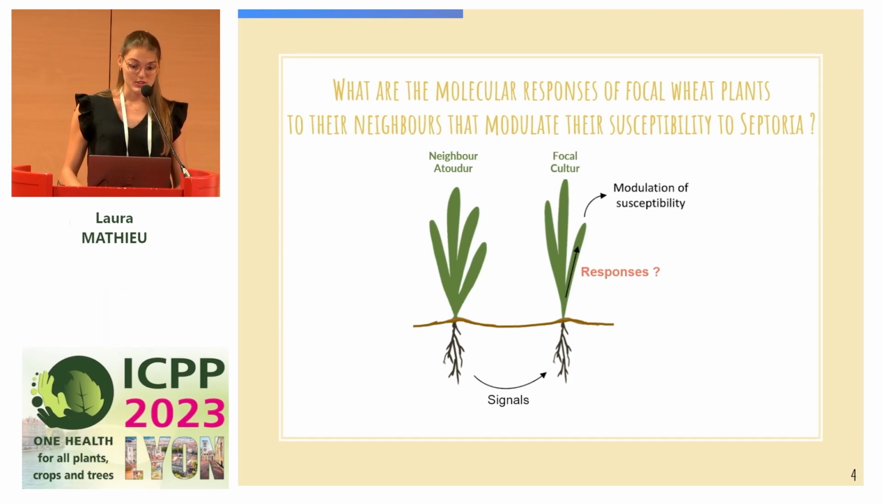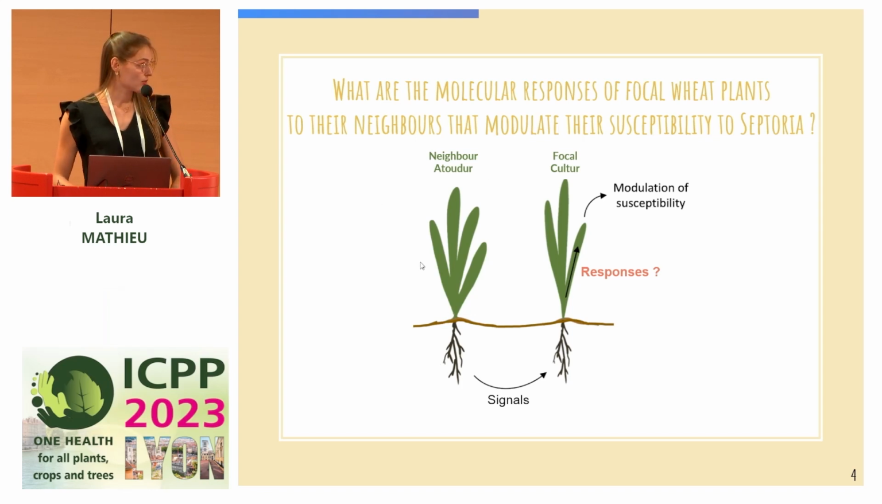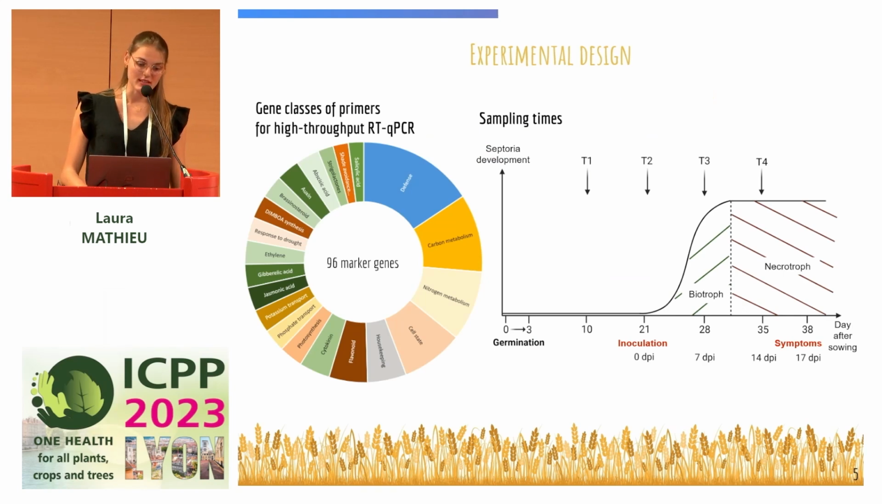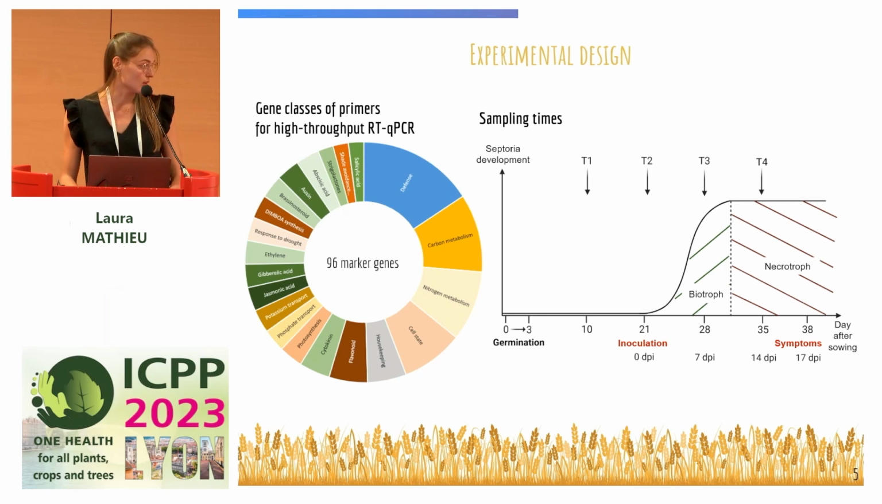For the first question, we focused on the molecular responses of the focal plant Culture, cultivated either in mixture with Atudur or in pure condition, with Culture. For that, we analyzed the transcriptional profile of the focal plant Culture between the mixture and the pure, using 96 marker genes of different processes that we identified in the bibliography and then optimized.